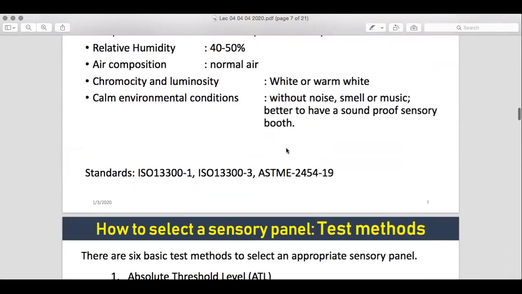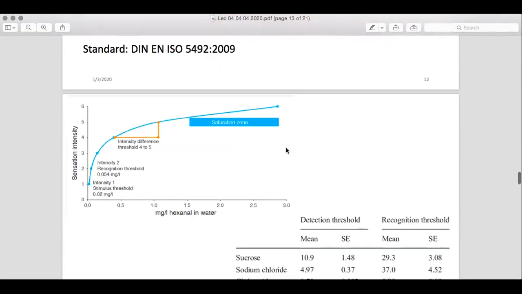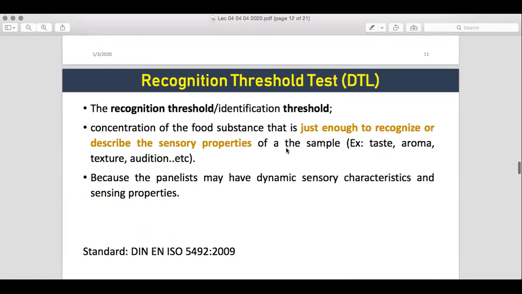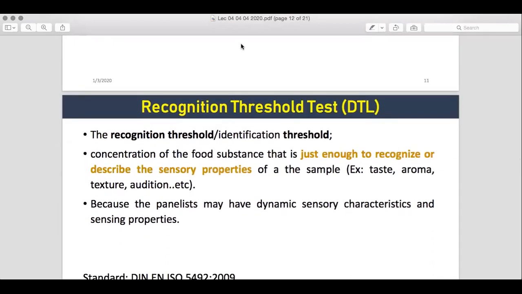So these are the things you can read and understand. I'm not going to read again. Recognition threshold, you know, the absolute threshold means at what stage, at what concentration he or she, the panelist, can identify or detect the flavor or the attribute, right? As we explained, we have prepared 10 or 15 sugar samples. At what concentration can the panelist identify it as sugar, right?